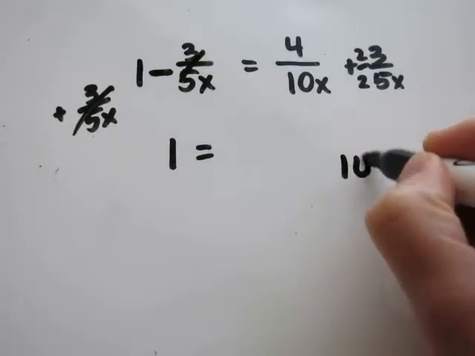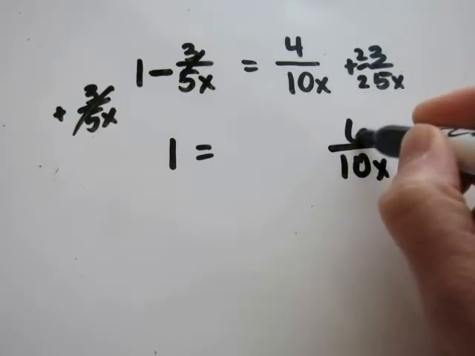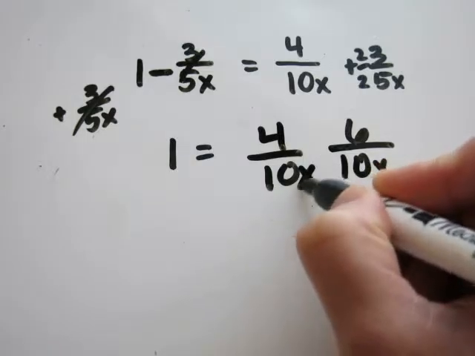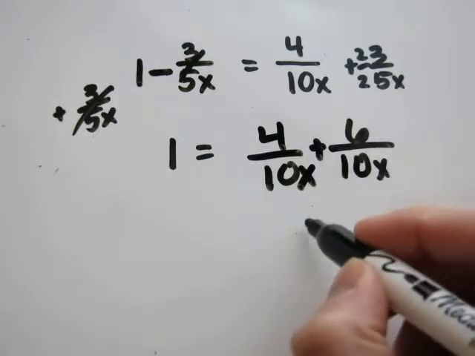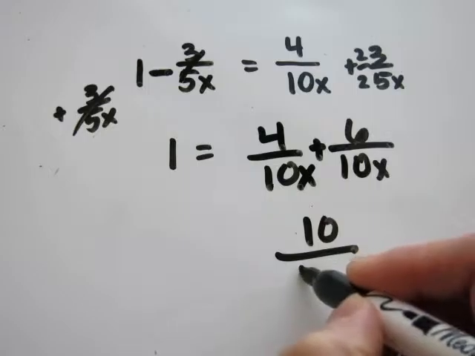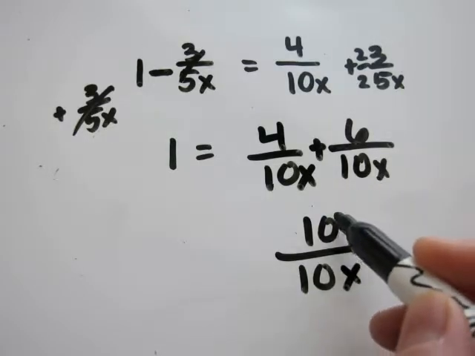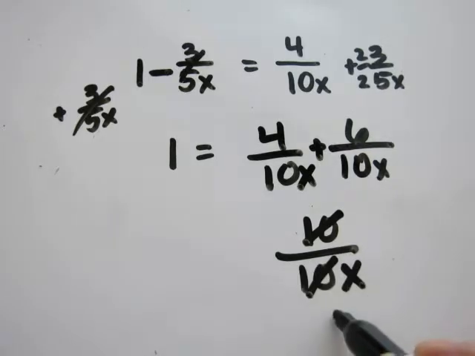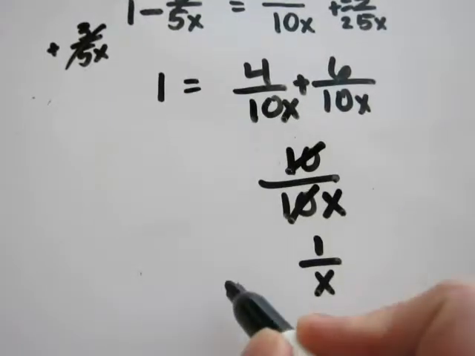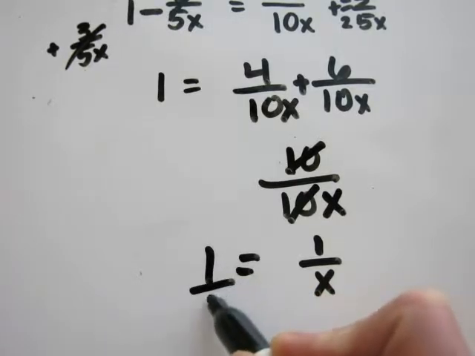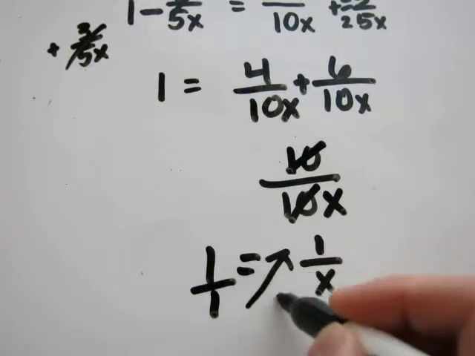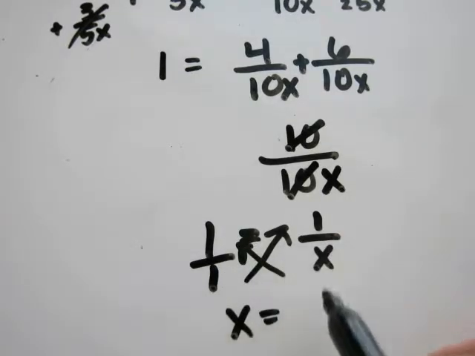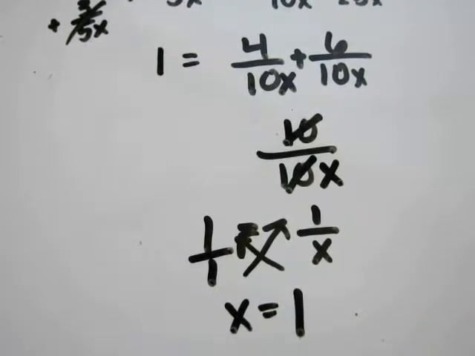2 times 5 is 10. 2 times 3 is 6. Four plus 6 is 10, and that's over 10x. The 10's cancel out, leaving you with 1 over x. From here, you can cross multiply. 1 times x is x. 1 times 1 is 1. So your answer is 1.